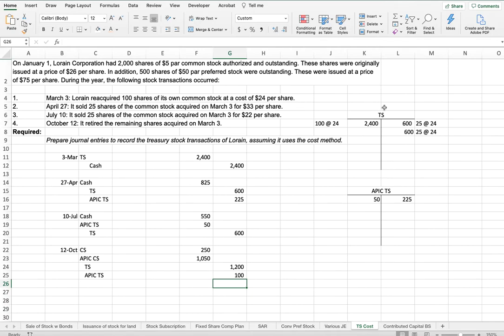And then we could update our treasury stock T account here with that 1200, and that should give us a 0 balance, which it does because 2400 minus 600 minus 600 minus 1200 gives us a 0 balance. And so that's good. And then we can also update our APIC on treasury stock account.